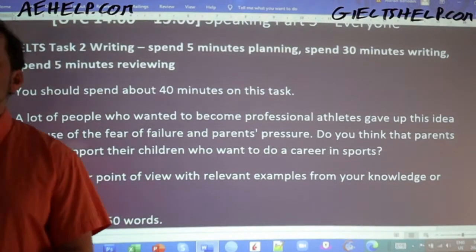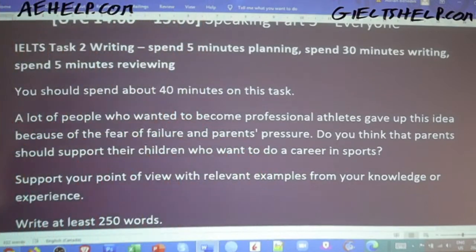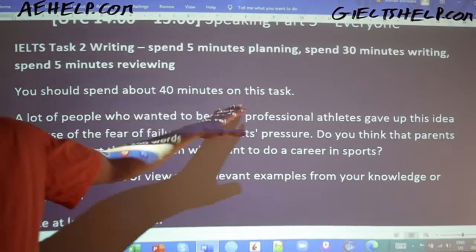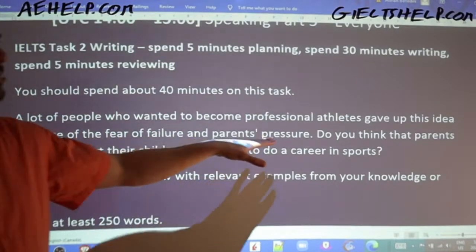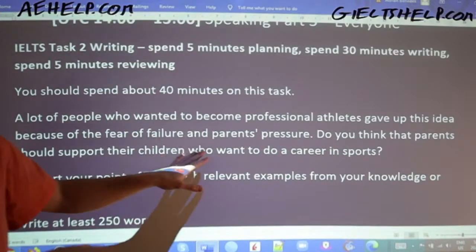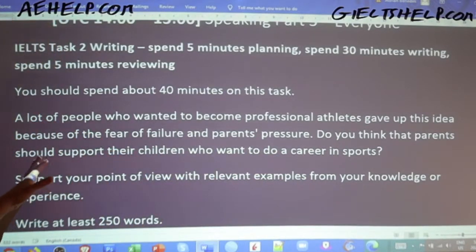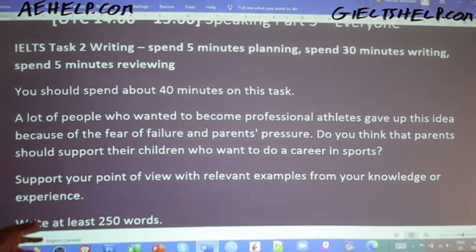Okay, everyone, so let's get into the writing lesson today. So this was the question that we started with yesterday at this time. You should spend about 40 minutes on this task. A lot of people who wanted to become professional athletes gave up this idea because of the fear of failure and parents' pressure. Do you think that parents should support their children who want to do a career in sports? Support your point of view with relevant examples from your knowledge or experience.